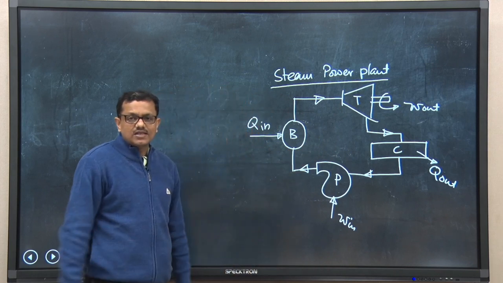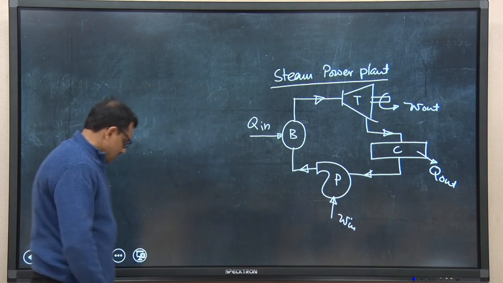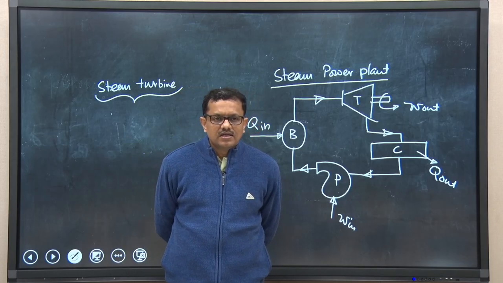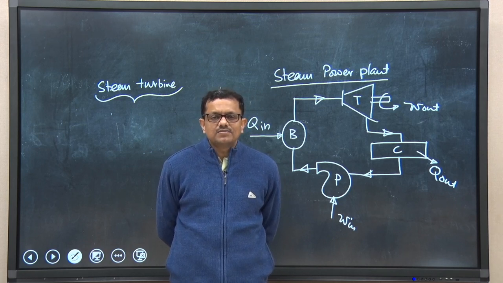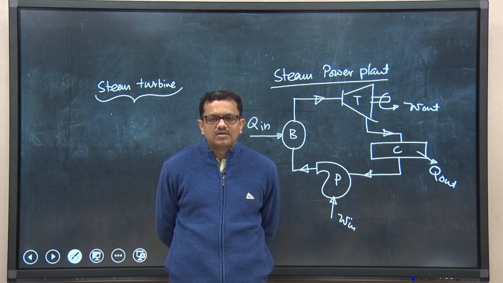So, that energy conversion takes place in the turbine. Now, when we are talking about energy conversion, it takes place in two ways. At least we have understood that the steam turbine does this. I am sure that you all have studied hydraulic turbines. Where are these hydraulic turbines used? We have studied that hydraulic turbines are used to generate electricity in a hydraulic power plant or hydel power plant.